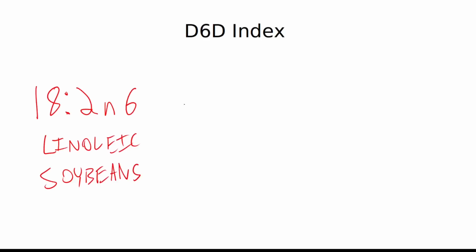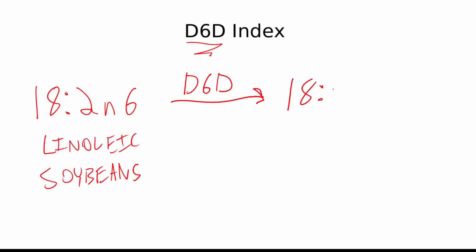There's an enzyme called delta 6 desaturase, and that's what this D6D index means. D6D is a desaturase, as it sounds, it makes the fat less saturated, and so it adds a third double bond, and so this becomes 18,3N6. And this is called GLA.